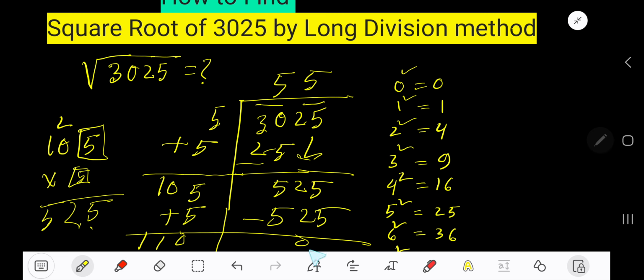Look here, the remainder is 0. So the square root of 3025 by the long division method is 55.